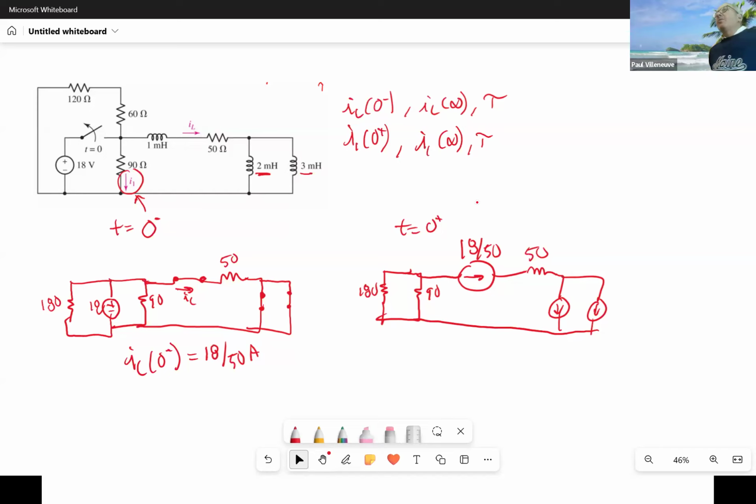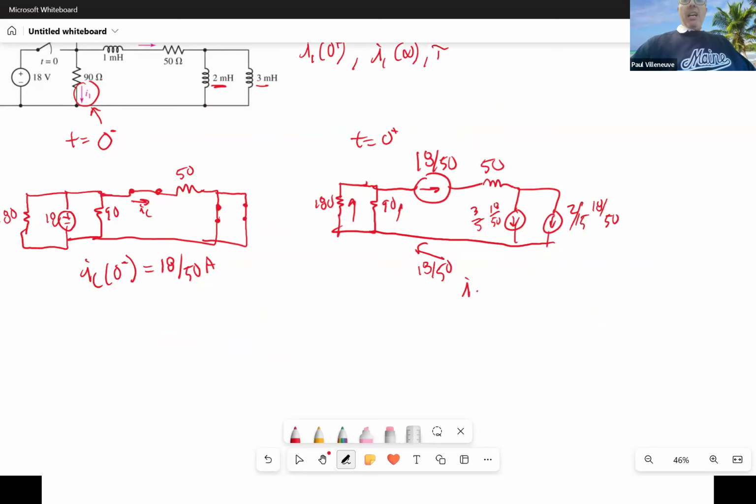You can do current divider through inductors and calculate what that'll be. So more current will be going through this one. You can find that by going 2/5 times 18/50, and the rest has to go through, whoops, the other way around, 3/5, because I'm doing current divider. But what's more important is that current 18/50 is flowing back in here. So some of the current goes through here and some of the current goes through here.